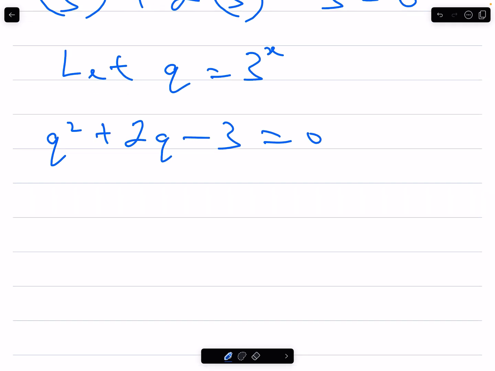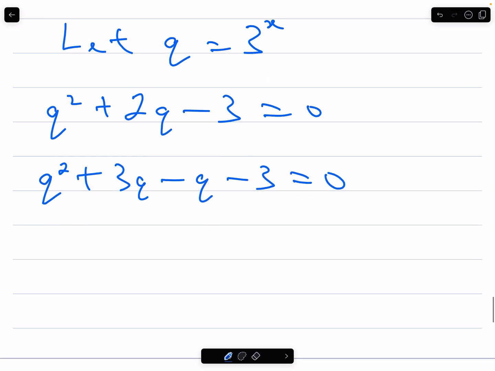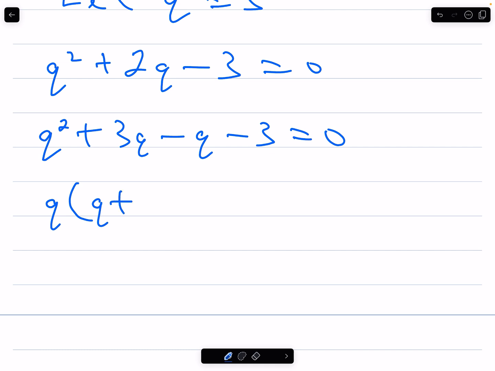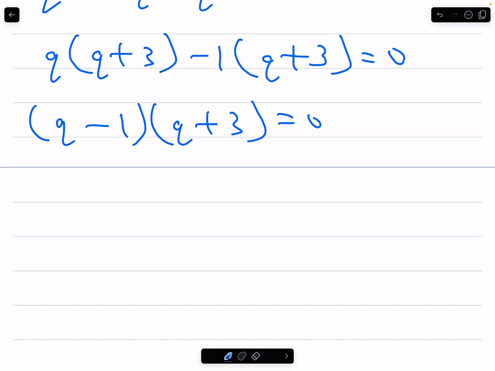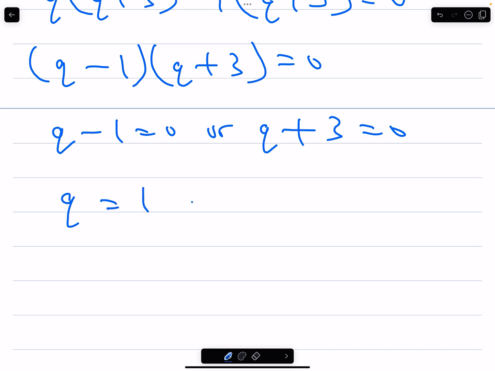Now I can solve this quadratic equation by the factorization method. What do I get if I do that? q squared plus 3q minus q minus 3 equals 0, which means q into brackets q plus 3, minus 1 into brackets q plus 3, equals 0, which means q minus 1 times q plus 3 equals 0. And that means q minus 1 equals 0, or q plus 3 equals 0, which means q is equal to 1 or q is equal to minus 3.